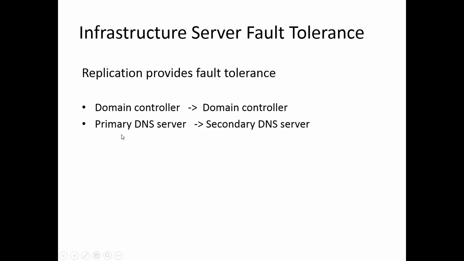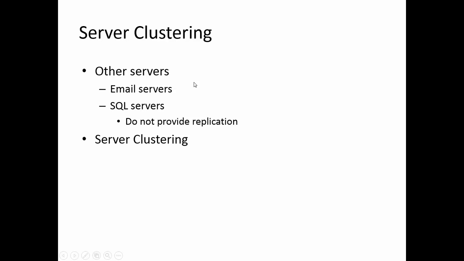Similarly, we have multiple DNS servers, and the primary DNS server periodically replicates to the secondary DNS server. And if either DNS server crashes, that's okay. We have the other one. Replication provides fault tolerance. Now, some servers, such as email servers, web servers, and SQL servers, do not provide replication.